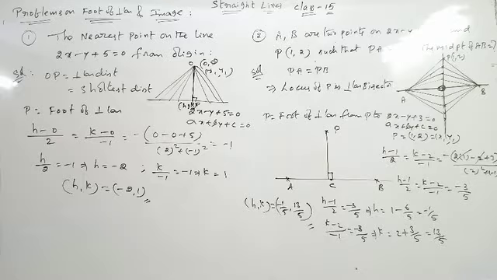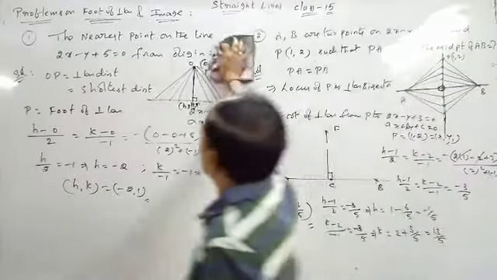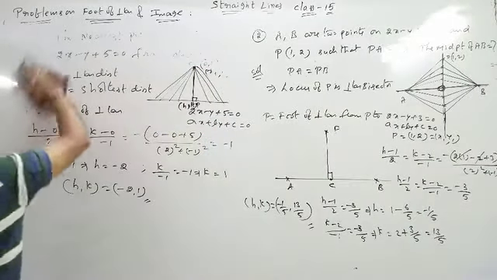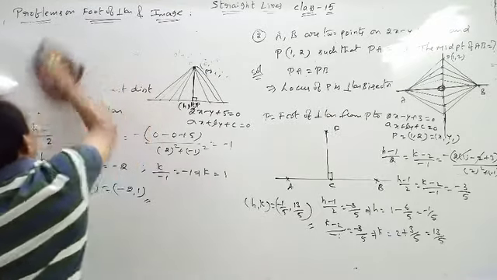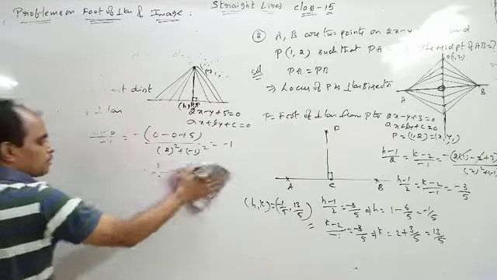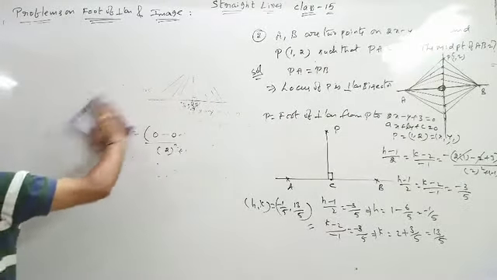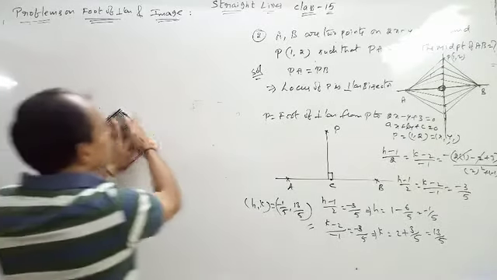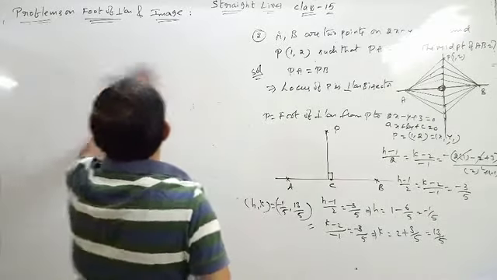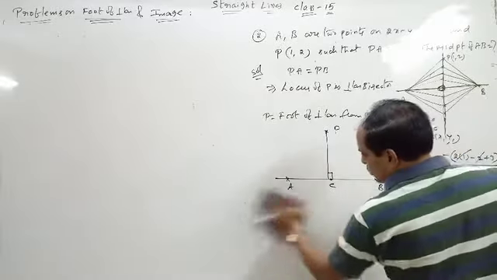Okay, now the next question. Today we are going to complete the problems based on foot of perpendicular and image. Those are very important for intermediate purpose and also for objective. For intermediate, the image and foot of perpendicular theorem proofs are also important. I explained the proofs also. You have to practice those proofs.